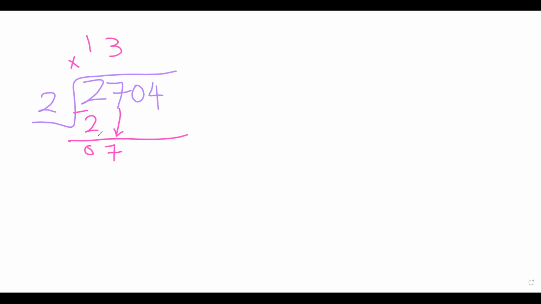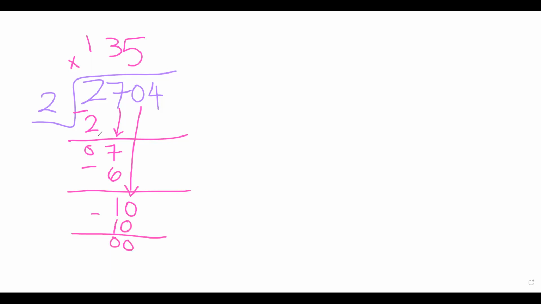Then 3 times 2 is 6. Then we put 6 down. Then we subtract. 7 minus 6, 1. Then we call the 0. 10 over 2, 5. Then 5 times 2, 10. We will subtract, and the remainder is 0.